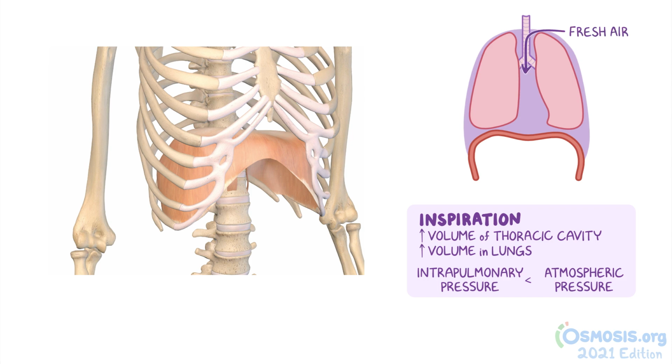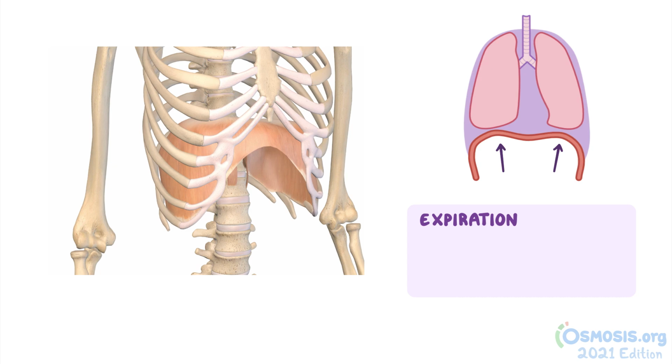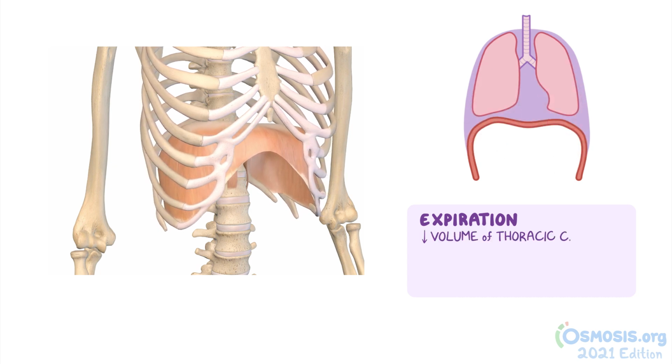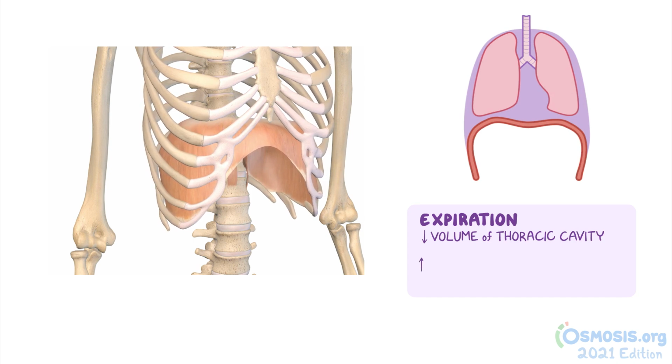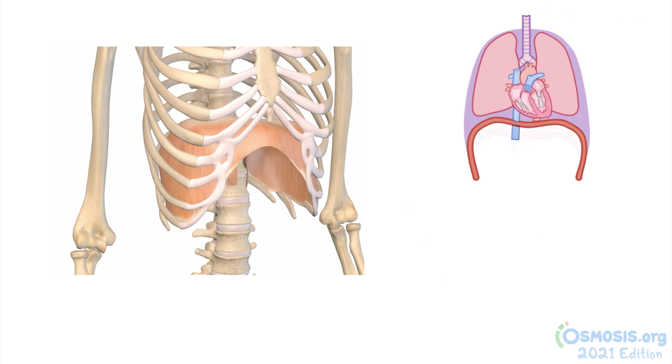On the other hand, expiration is largely passive, meaning the diaphragm relaxes and rises, which decreases the volume of the thoracic cavity and subsequently increases the intrapulmonary pressure to be above the atmospheric pressure, forcing the air in the lungs to be expelled out. The diaphragm also helps with circulation. During contraction, the increased intra-abdominal pressure and decreased intrathoracic pressure helps venous return of blood towards the heart through the inferior vena cava.